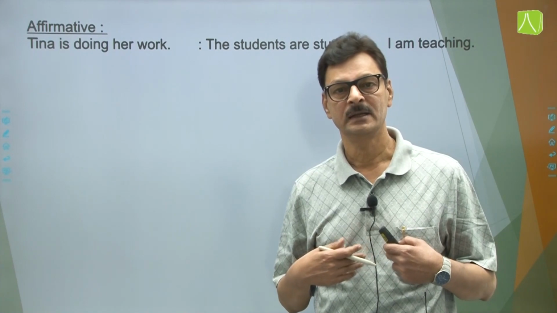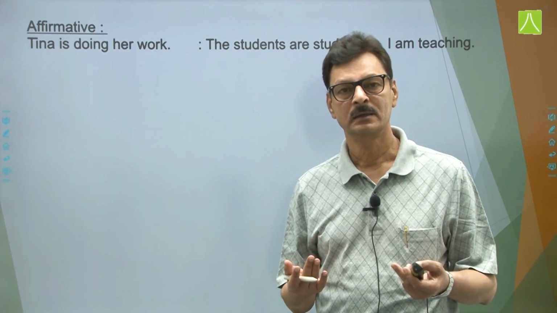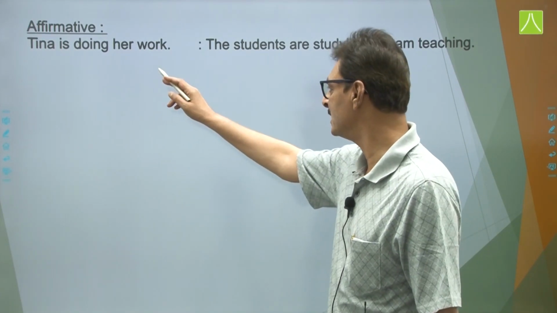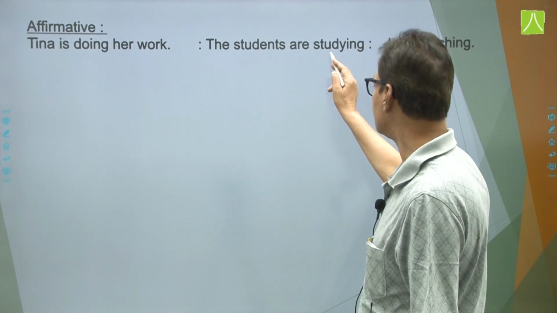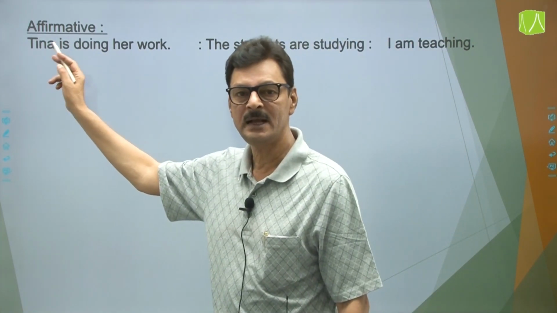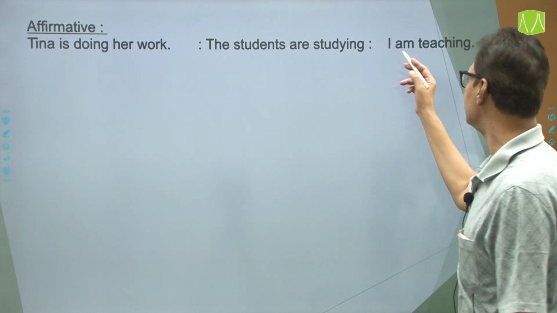I am standing. You are learning. ये action हो रही है. This is present continuous tense. Tina is doing her work. The students are studying. Students plural है तो are आ गया. Tina is singular, hence it is, and I के संग am लगता है.